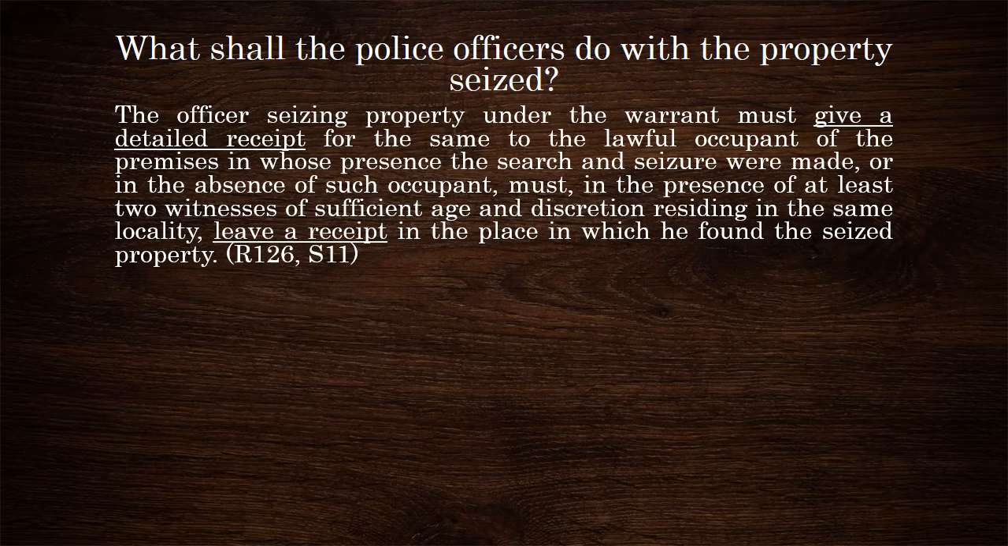So here, after the seizing officer is able to seize the personal property described in the warrant, he is mandated by the rule to issue and give a detailed receipt to the lawful occupant. A receipt is basically a listing down of the personal property or properties recovered or seized from the house of the lawful occupant. Or if the lawful occupant is not around at the time of the search, then the police officer will still be obliged to issue a receipt, but this time he may leave such receipt in the place in which he found the seized property, provided that it must be made in the presence of at least 2 witnesses of sufficient age and discretion residing in that area or locality.